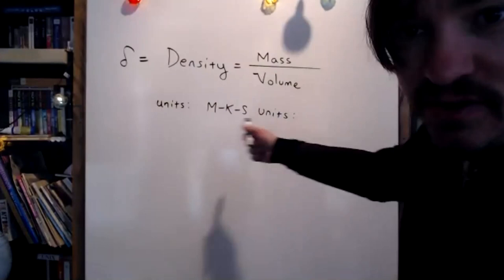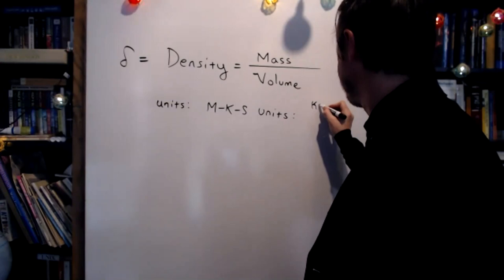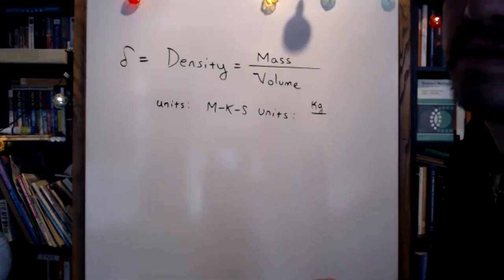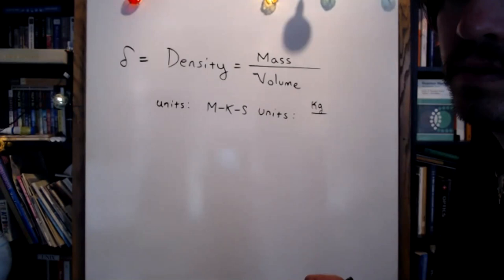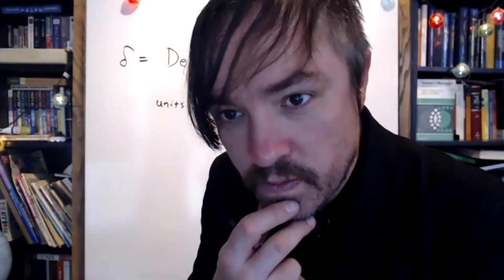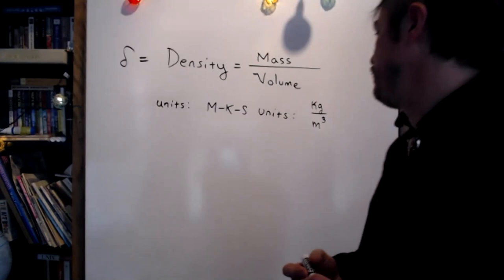Is it kilogram? That would be for mass. What about for volume? You guys know about volume, right? Like length times width times height. Meter? Well, meters would be the MKS unit of length. What would be the MKS unit of width? Height? Wouldn't it be meters cubed? Yeah, it's meters cubed. They're all meters. They're all lengths, right? Kilograms per cubic meter would be your traditional MKS units of density.